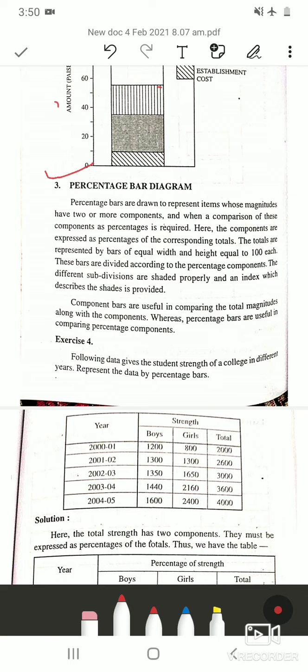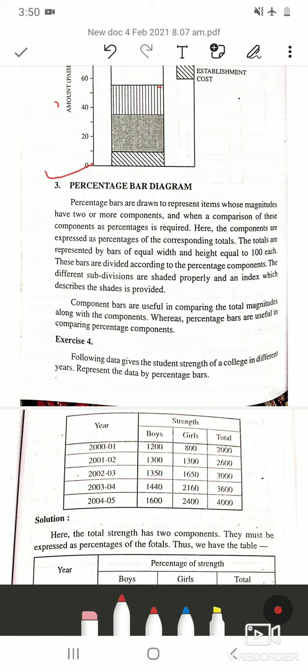Here the components are expressed as percentages of corresponding totals. The totals are represented by bars of equal width and height equal to 100 each. These bars are divided according to the percentage components. The different subdivisions are shaded properly and the index describes the shades as provided.